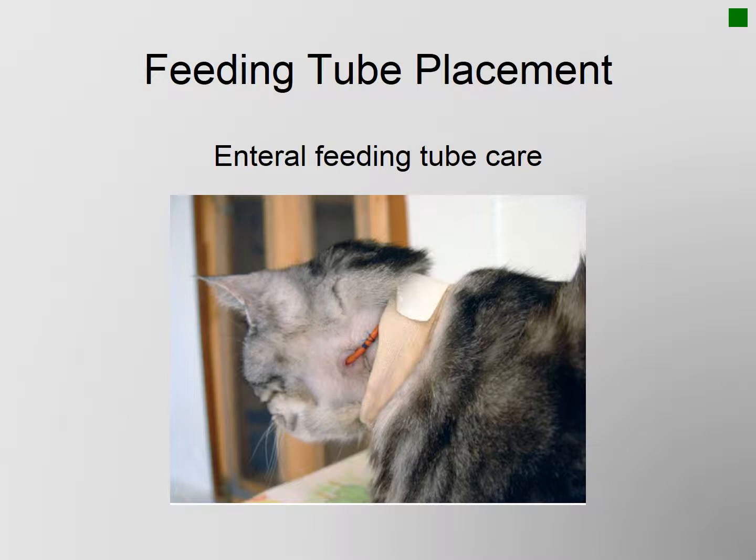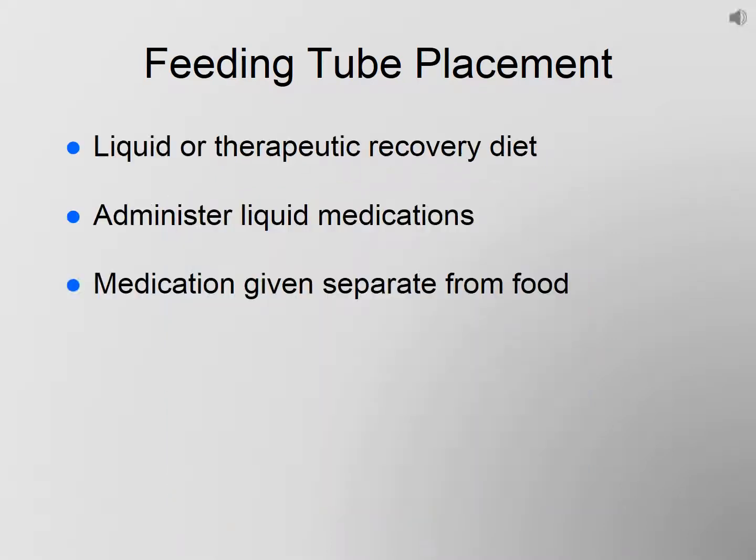Here's a patient relaxing at home. Now, how they're at home, I don't know, but they're at home with an unbandaged enteral feeding tube. Okay, and enteral feeding tubes, we don't do them that much, but when we do, they do require special care. Again, a lot of written instructions, a lot of specificity. Feeding tube placement, we're going to use a liquid or a therapeutic recovery diet. Administer liquid medications through this. Medication should always be given separate from the food. Okay, don't mix the two together.